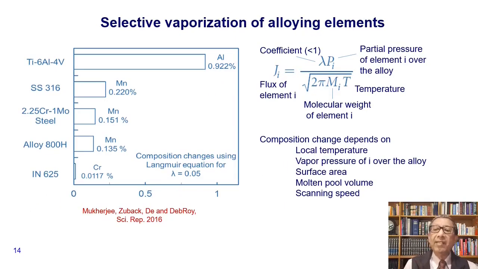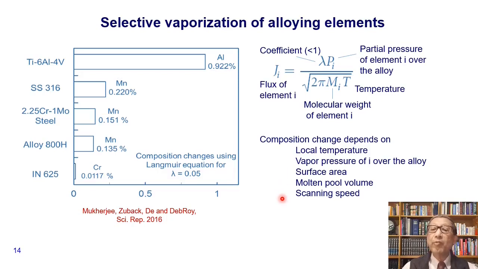Many of the metals that we use in additive manufacturing contain volatile alloying elements, and the temperatures in the molten pool sometimes are very high. As a result, many of the volatile components are lost in significant quantities. In fact, composition of the final build is often different from the composition of the feedstock. And the composition change depends on local temperatures, vapor pressure of the alloying element over the alloy, surface area, molten pool volume, and scanning speed.